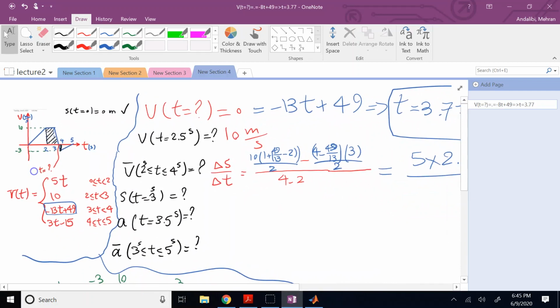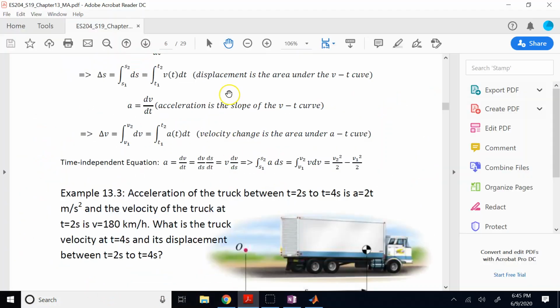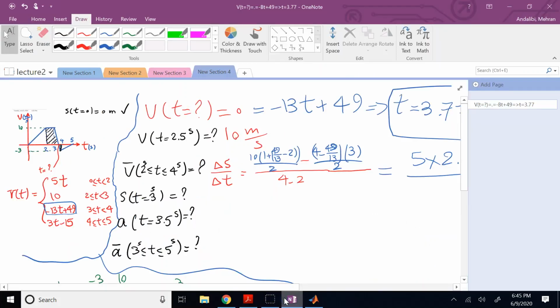Now, somebody might say, what is the position of the object at 3 seconds? Well, to do that, we use this formula we just learned. Position at any point is the position at some initial point plus the area under the curve between the 2 points. So if I want this, this is equal to s at time 0 plus the integral between 0 to 3 of v of t dt.